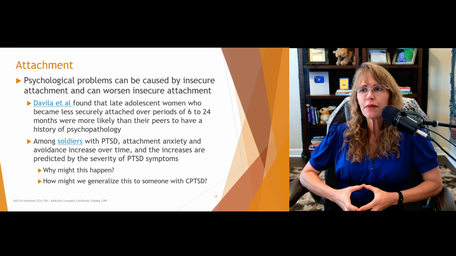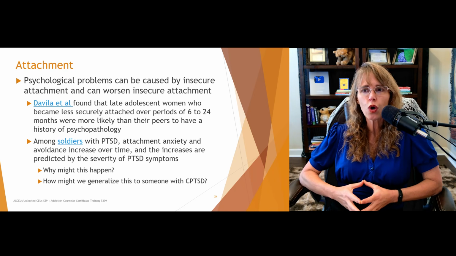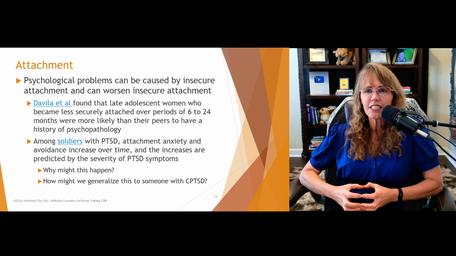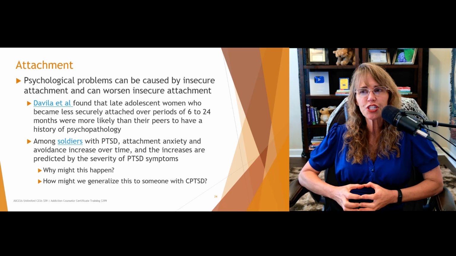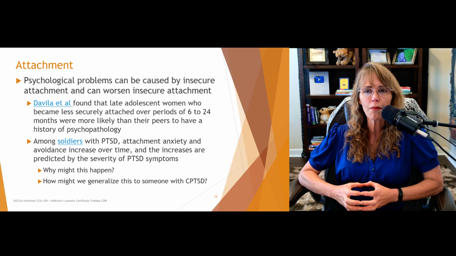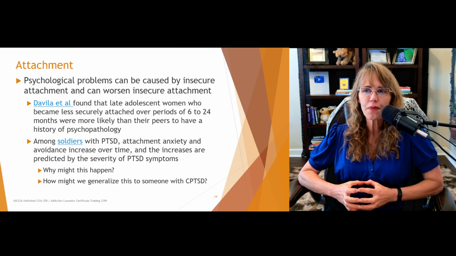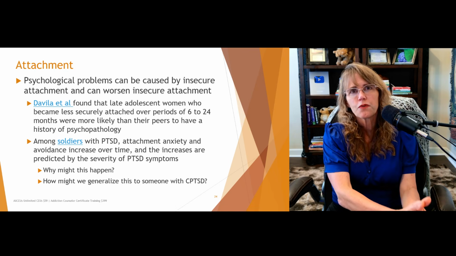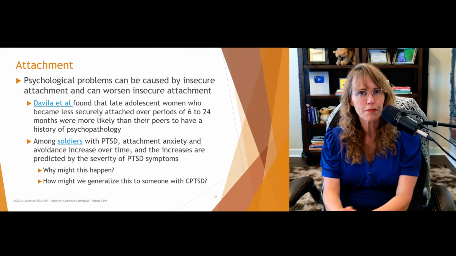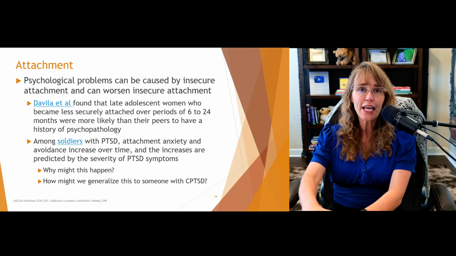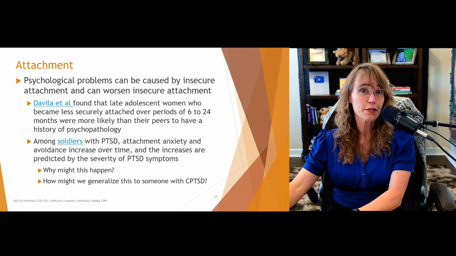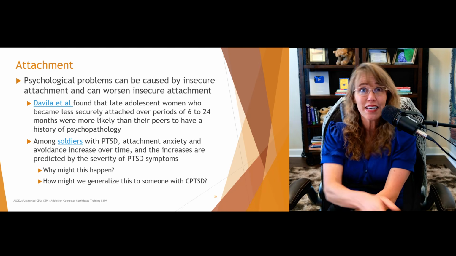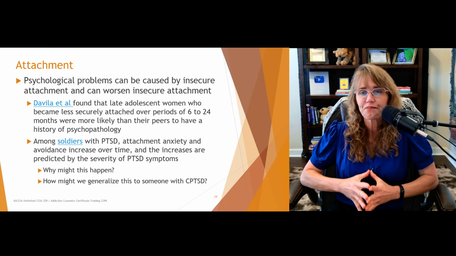Psychological problems can be caused by insecure attachment and can worsen insecure attachment. Davila et al. found that late adolescent women who became less securely attached over periods of 6 to 24 months were more likely than their peers to have a history of psychopathology. So if you have mental health issues, it may contribute to the development of attachment problems, or it may come from attachment problems, or both.